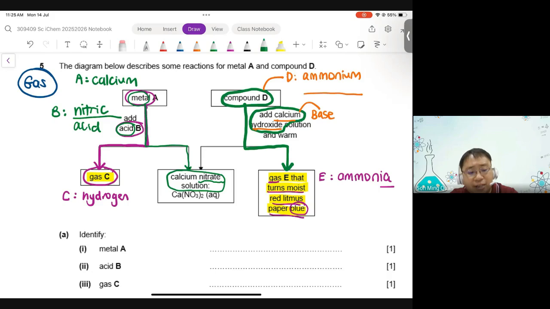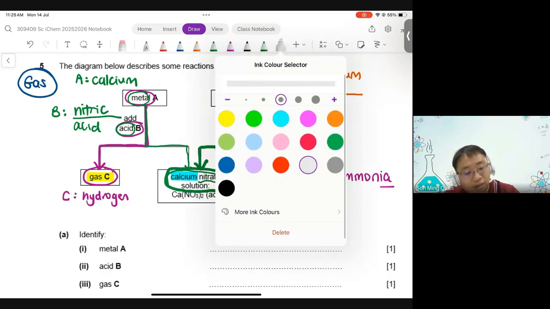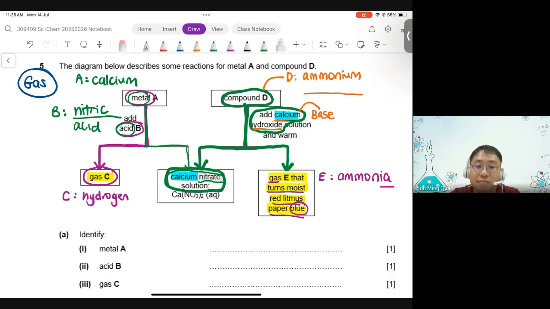Besides ammonia gas, what else did it form? Hey, it also formed calcium nitrate. The arrows went there. Calcium nitrate. Oh, if we form calcium nitrate, the calcium must have come from calcium hydroxide. Where do you think the nitrate came from? The nitrate must have come from D, and hence we can conclude the nitrate is in D, and therefore D is ammonium nitrate.